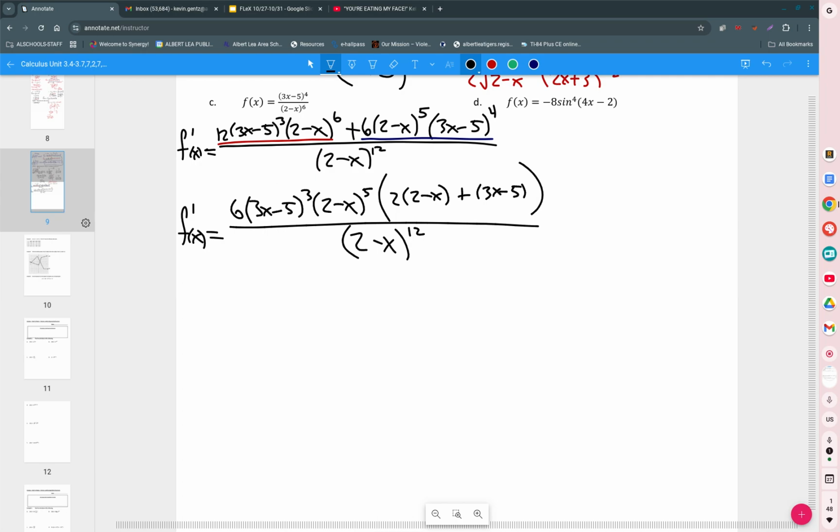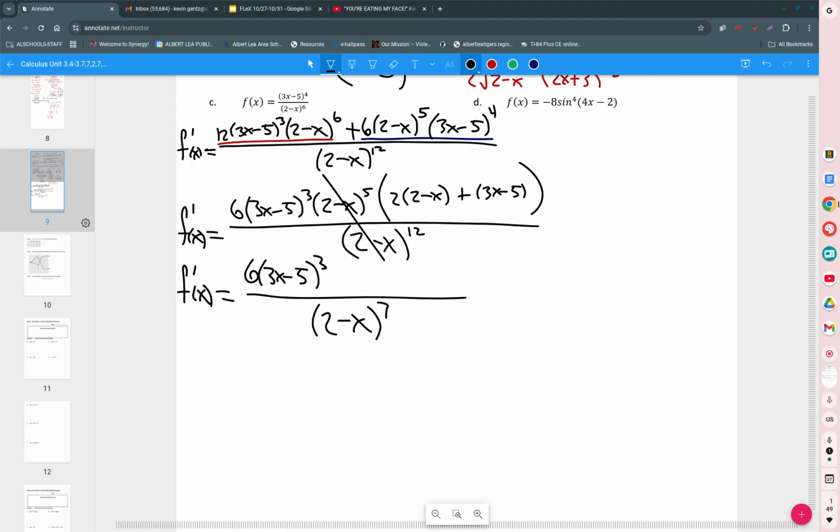Great, so I've taken out a common factor. So I have 2 minus x to the 5th in the top, 2 minus x to the 12th in the bottom. Kira, you're the only one allowed to answer right now. This will reduce to give us 2 minus x to what? 12 minus the 5. And I have my 6 times 3x minus 5 to the 3rd.